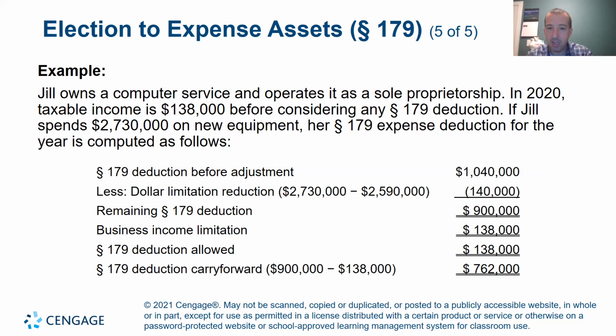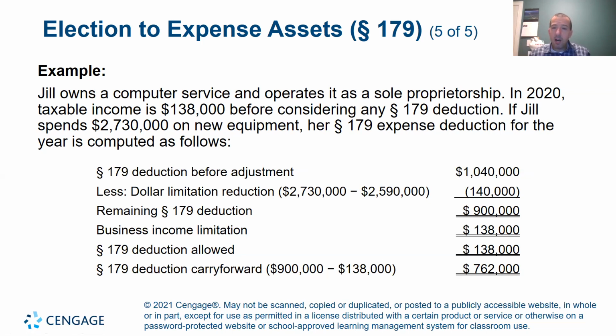section 179 deduction. So the formula would be the total assets placed in service minus 2,590,000, and that's the dollar for dollar limitation on the section 179. So you subtract that $140,000. So Jill is entitled to a 179 deduction adjusted at $900,000.